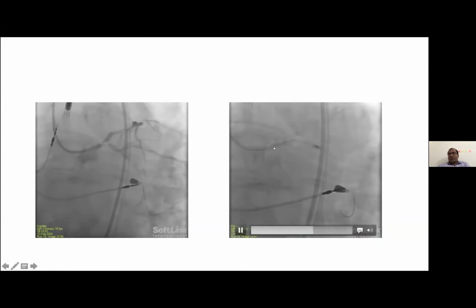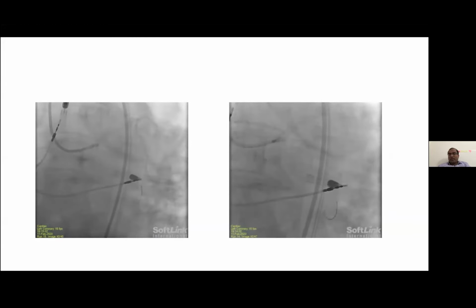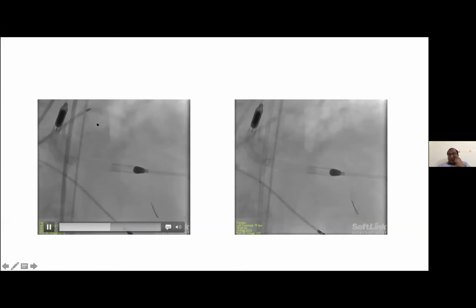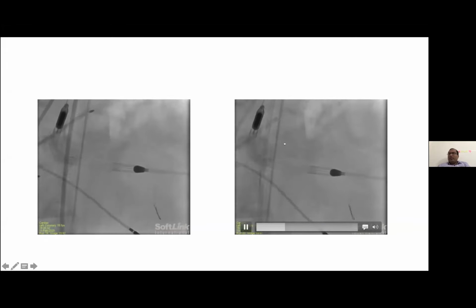So we proceeded with burring the circumflex system first with the 1.5 burr, followed by the 1.75 burr for the circumflex system, and then proceeded with burring the left main LAD with the same 1.75 burr. This is the post burr shot.